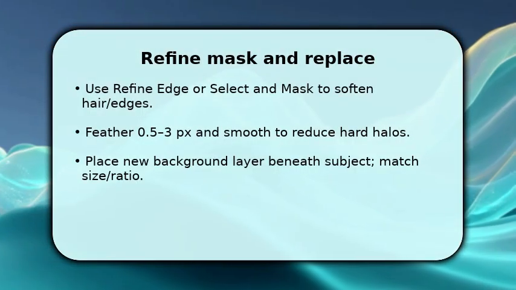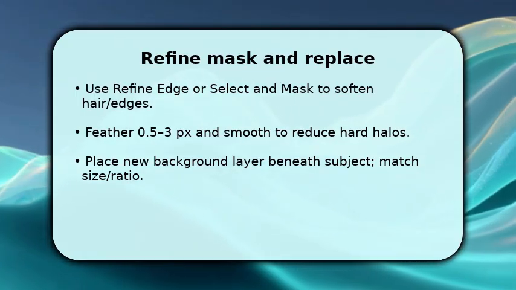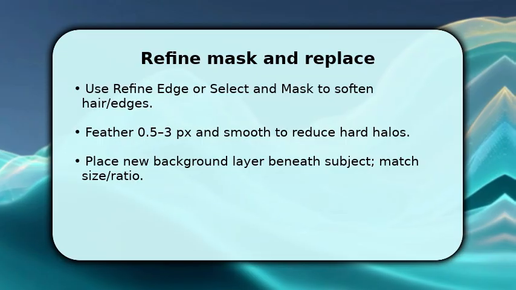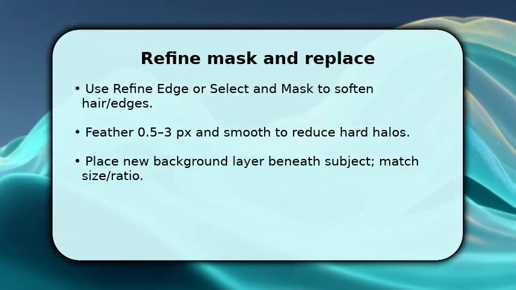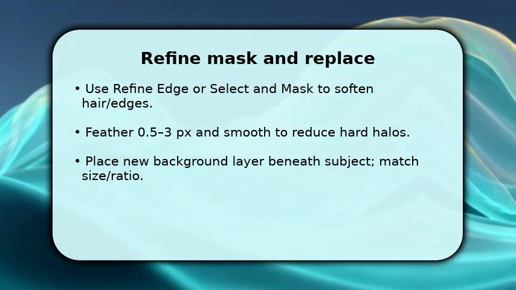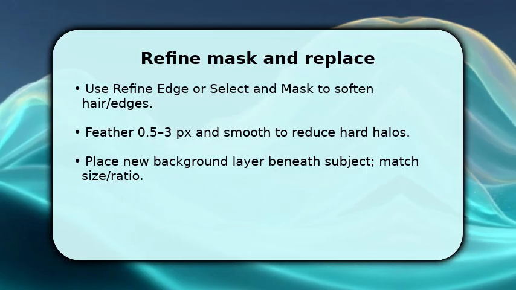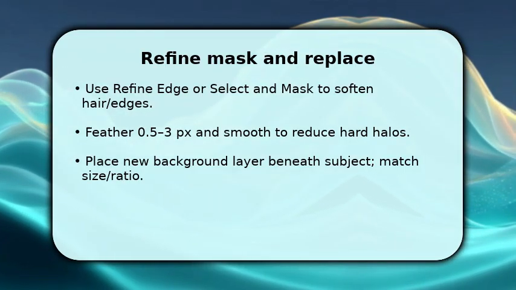Now you refine the mask. Enter Select and Mask, increase radius where hair or soft edges appear, and use the brush to add or remove fringe. This improves realism. Apply a slight feather of 0.5 to 3 pixels to avoid crunchy edges, then output to a layer mask. Place your replacement background underneath and transform it to match perspective and crop.